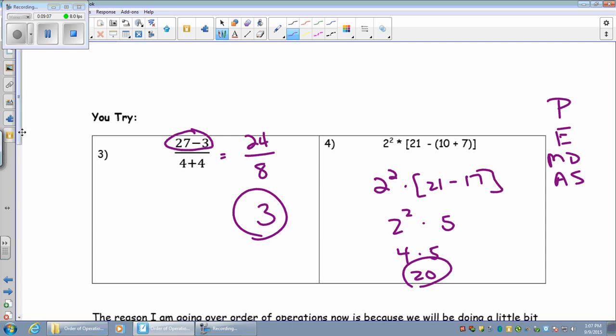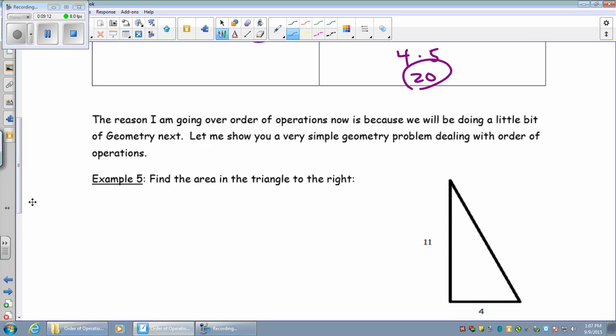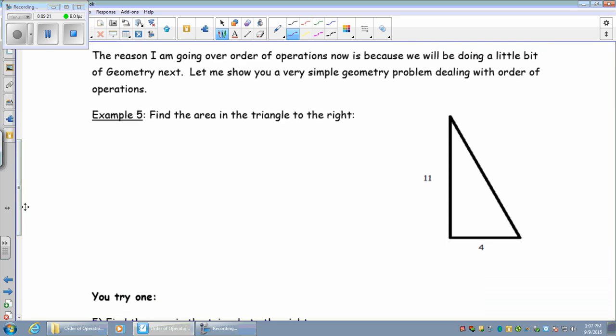All right? A big reason I'm going over order of operations now is because we'll be doing a little bit of geometry next. So I'm going to show you a very simple geometry problem dealing with order of operations. So example 5 says find the area of the triangle to the right. Hopefully you guys remember your area formulas, especially of a triangle. It is A is equal to 1/2 base times height. And after plugging into this, I end up getting 1/2 times 4 times 11.